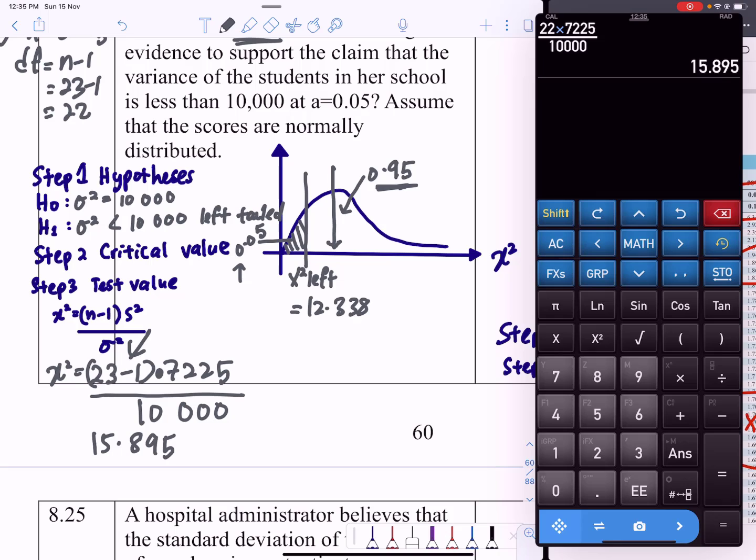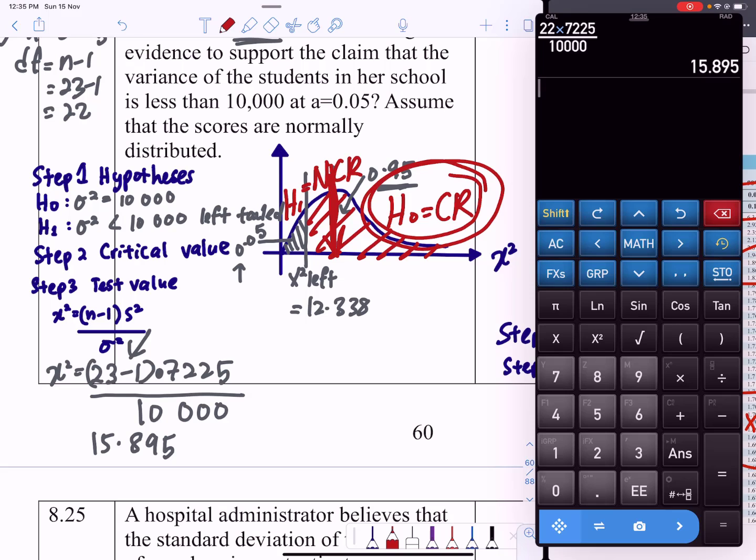Dia jatuh kat kawasan mana? Dia depan sini. Okay. Sini area sini adalah area untuk H null. Sini adalah area untuk critical region H1. Jadi yang ini adalah untuk critical region. H1 ni adalah non-critical region. Jadi dia jatuh dekat sini ni. Jatuh dekat sini, kawasan sini. Jadi we fail to reject null hypothesis. Okay, we fail to reject null hypothesis. Not enough evidence to support the claim.